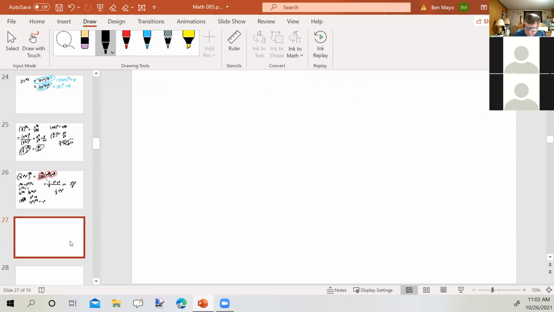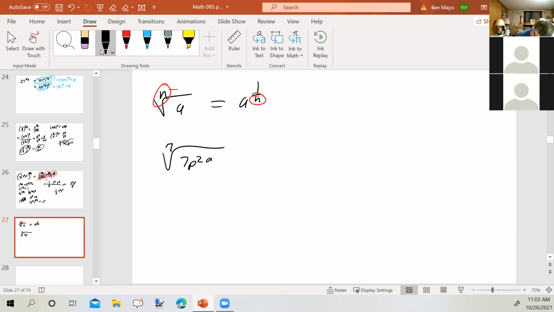Okay, now we're going to go back and forth between radical form and exponential form. Okay, again, recall that the nth root of a is equal to a to the 1 over n power. The index becomes the denominator of the exponent. So let's see. The 7th root of 7p squared q would be 7p squared q all to the 1/7 power.